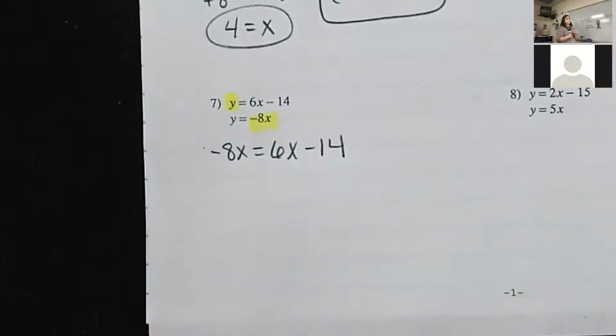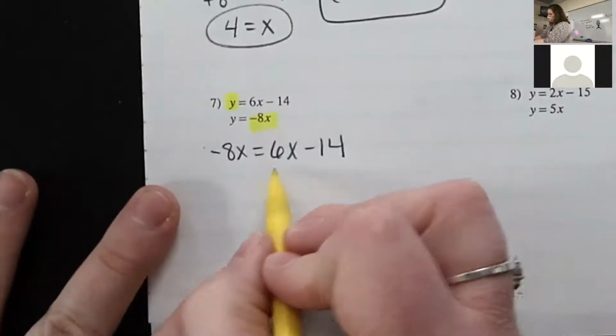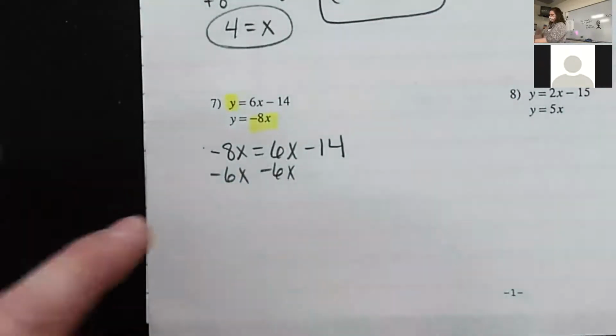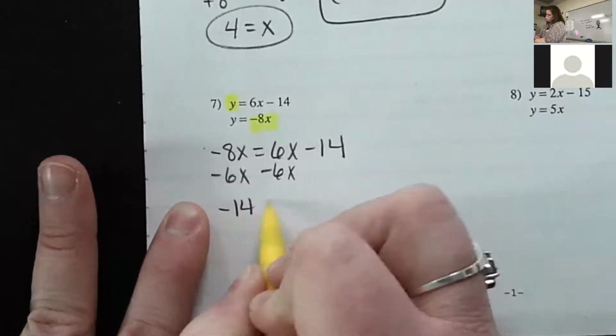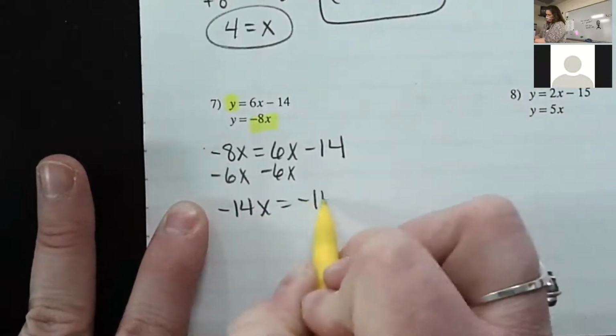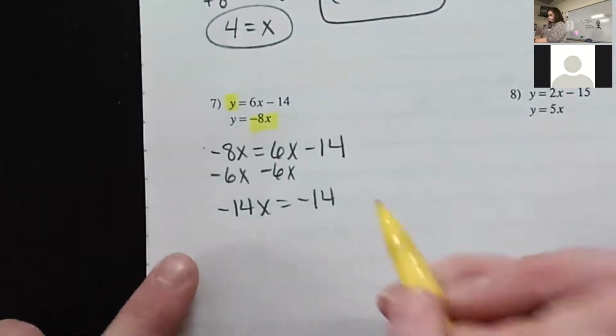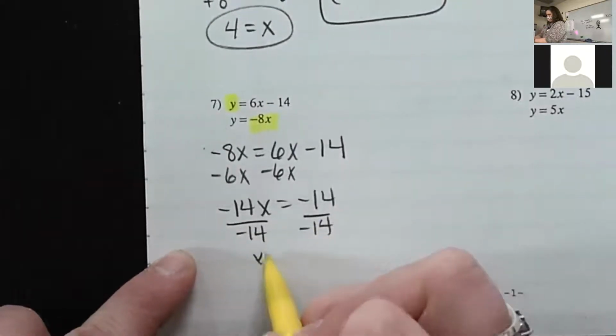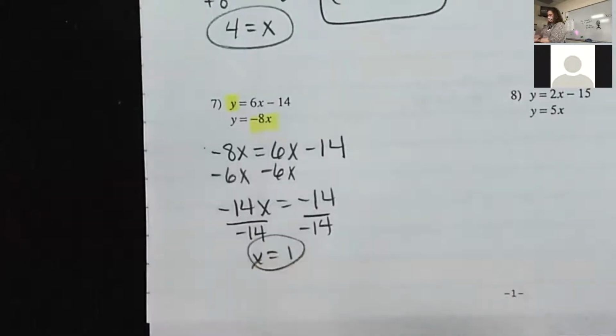Now what? Minus that 6x. What's negative 8 minus another 6? Negative 14x equals negative 14. Now what? Divide by negative 14. X equals 1.